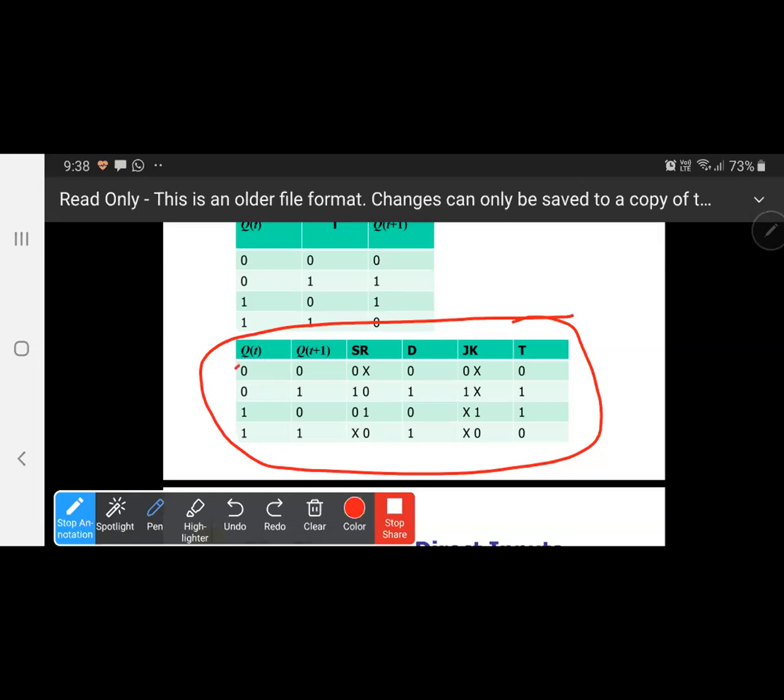So if you have QT and QT plus 1, this is the value for S and R, this is the value for D, this is the value of J and K, and for T, it will be the XOR, like this, okay?